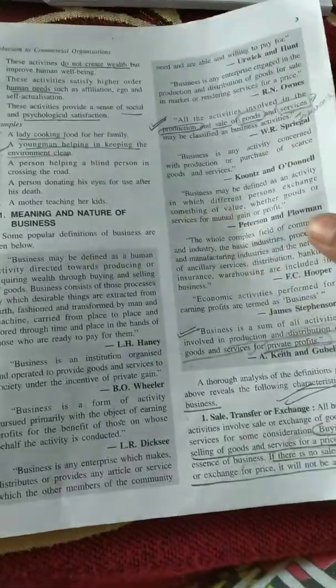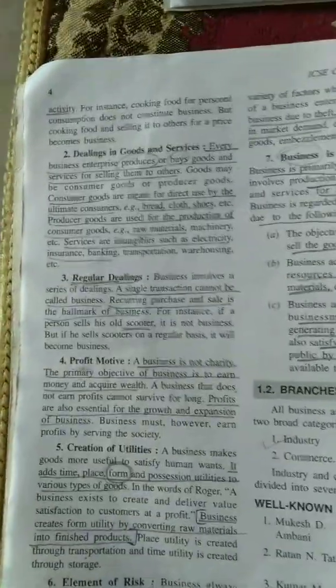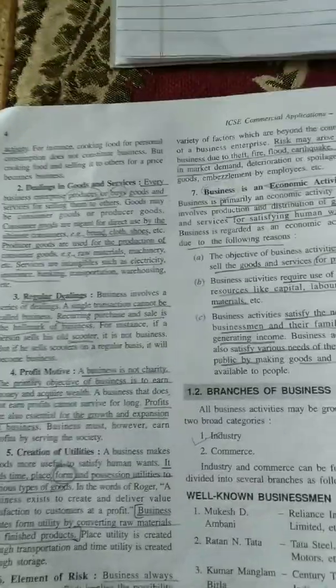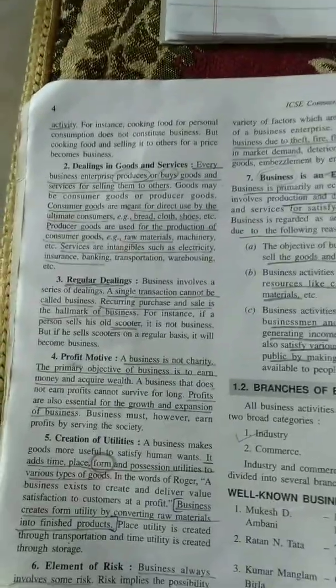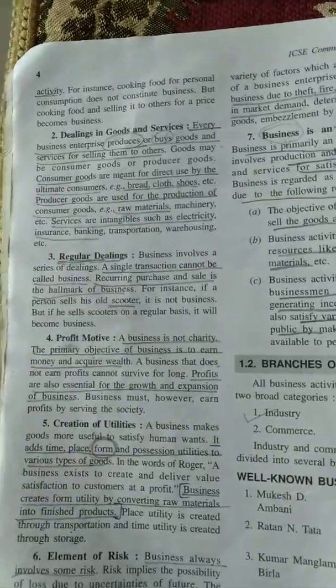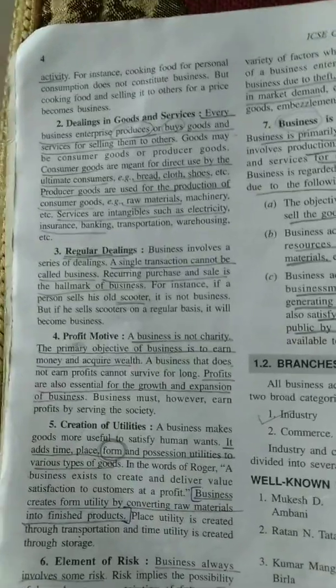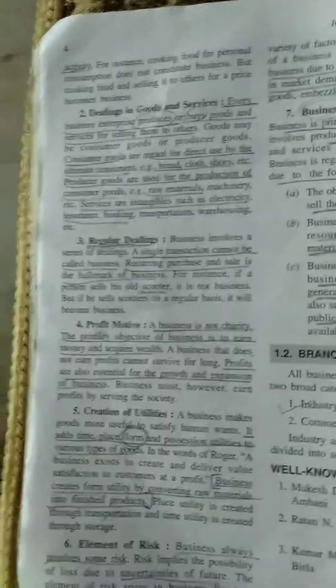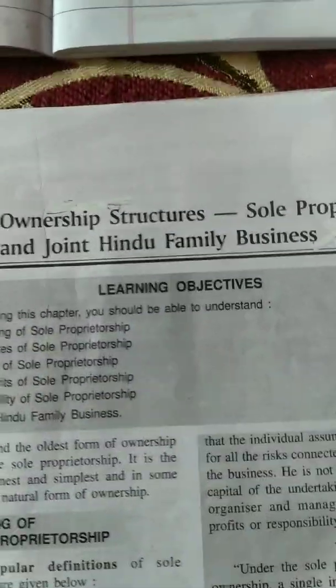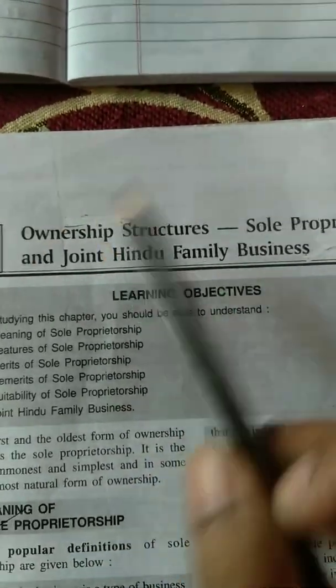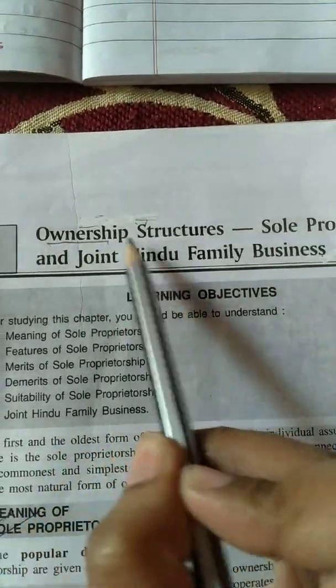business. So by now the meaning of business must be clear to you. As in the previous chapter, we have read about the meaning and nature of business and other characteristics of business also. So you know that any work which is related to the production of goods and services and buying and selling of goods and services, that is termed as business. It is an economic activity. So today we are going to study about different types of business forms, which is known as ownership structures.